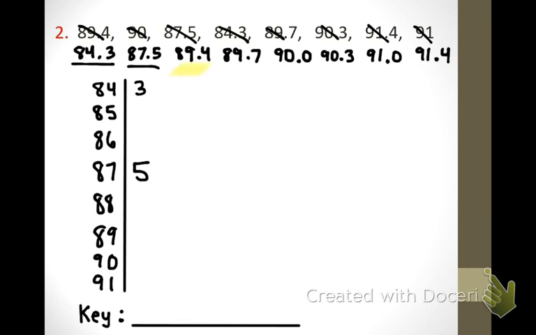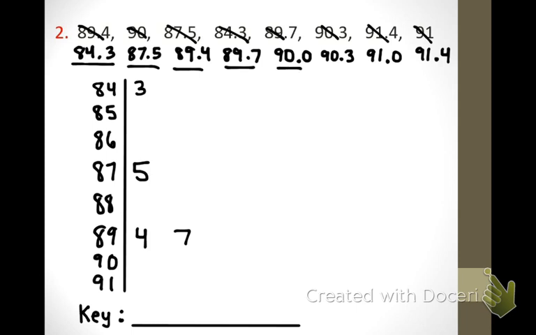Going on to my next one, I've got 89.4. So I know I'm going to have 4 over here. Once again, do not put decimal points in a stem and leaf plot. Up next, 89.7. Now give yourself a little space. You don't want to put it right here next to it and smush it like that. Instead, you'll give yourself just a little bit of space so that you know it's a different number.